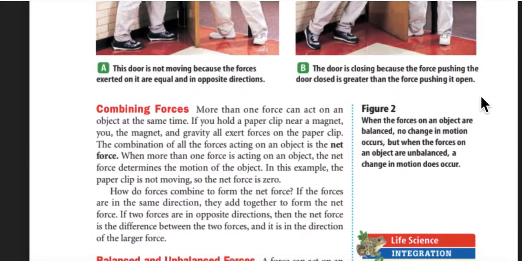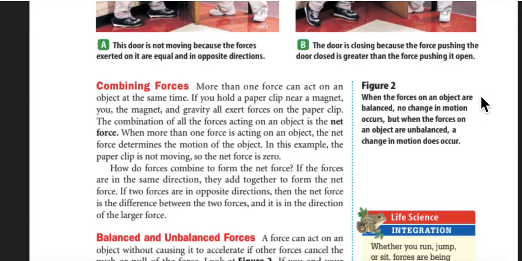Combining forces. More than one force can act on an object at the same time. If you hold a paperclip near a magnet, you, the magnet, and gravity all exert forces on the paperclip. The combination of the forces acting on the object is the net force. When more than one force is acting on an object, the net force determines the motion of the object. In this example, the paperclip is not moving, so the net force is 0.